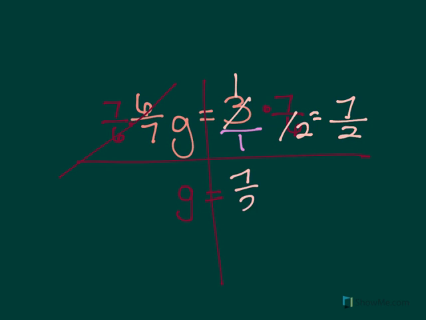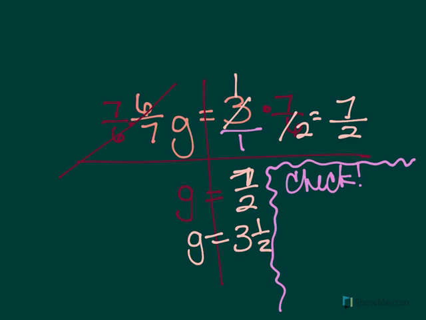So g is equal to 7/2. That's improper. I can turn that into a mixed number. That's going to be g equals 3 and 1/2. How do I check? I'm going to check by plugging it back in. It said 6/7 times g. What did we say g was? 3 1/2, which is 7/2. And we want to see if that's going to equal 3.